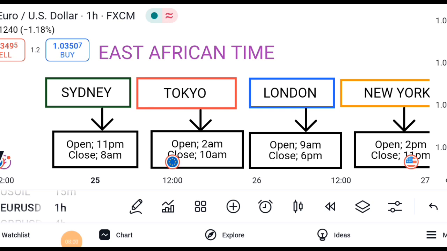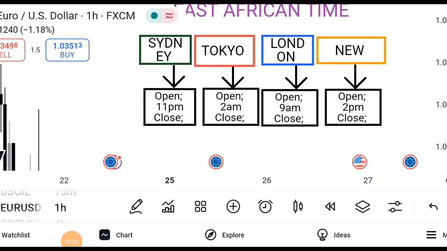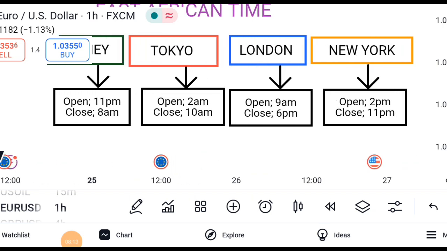So let's try to merge these pairs with their particular session, and trust me, it will be a game changer for you. But trading is all about patience, guys, and if you're not patient, you will keep losing money. You will keep losing that hard-earned money.